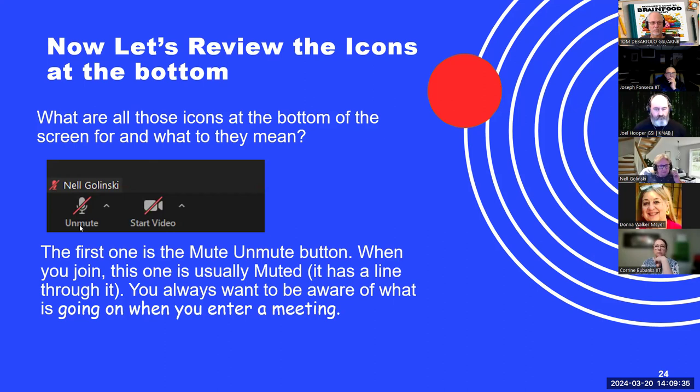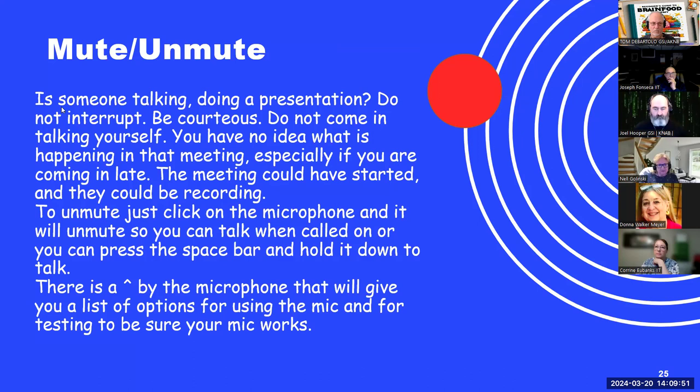of course, the first icon is the microphone. This is to mute or unmute. Usually this is muted when you come into the meeting. And you always want to be aware of what's going on when you enter a meeting. If somebody is talking or doing a presentation, do not interrupt. Be courteous. Do not come in talking yourself. You have no idea what is happening in that meeting, especially if you're coming in late. The meeting could have started and they could be recording.